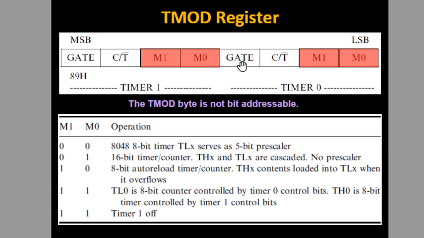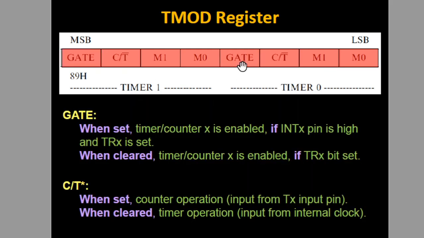There is some bit called the gate. What is this gate bit? The gate bit is a bit which is used to control the timer or a counter with a hardware pin. So if you want to control your timer using a hardware bit, maybe an IO line, then this gate bit has to be used.